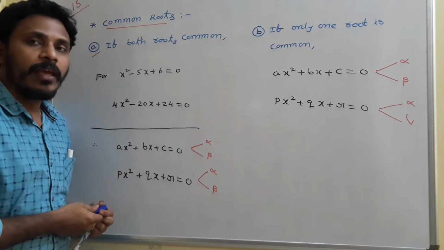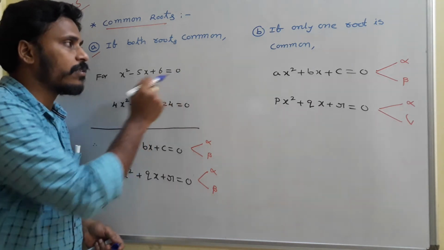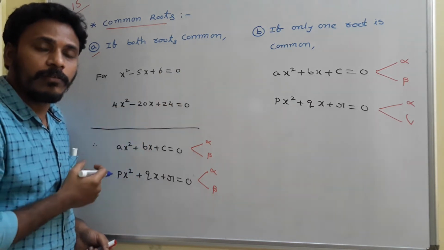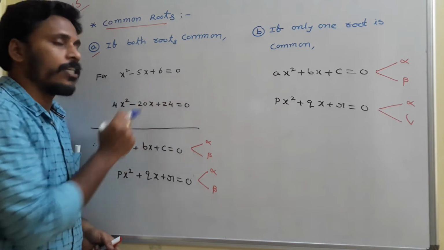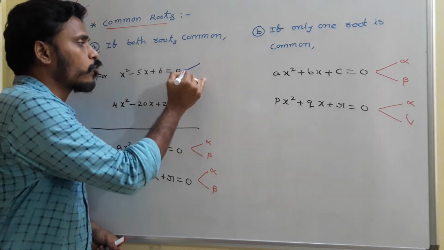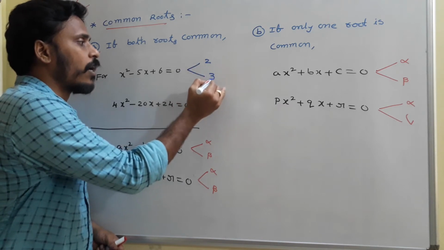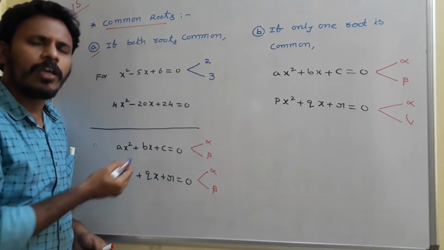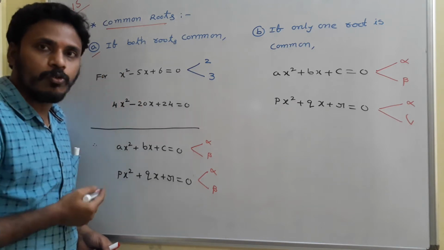Just look there, x square minus 5x plus 6 is equal to 0. I think you are all familiar with finding its roots. x square minus 5x plus 6 is equal to 0. If you solve, the roots of this equation are 2 comma 3. You may use any method, you will get the roots as 2 comma 3.